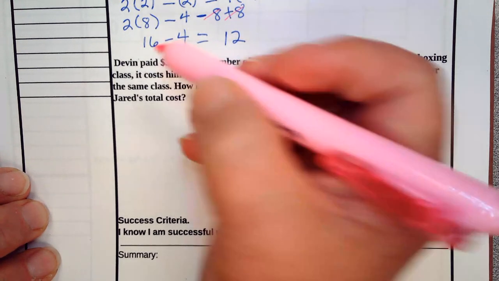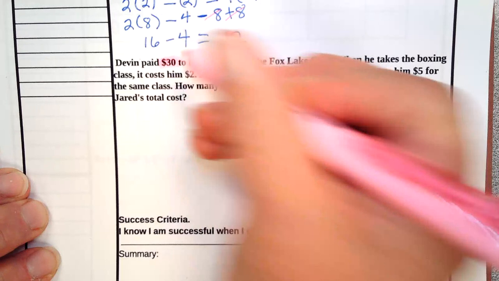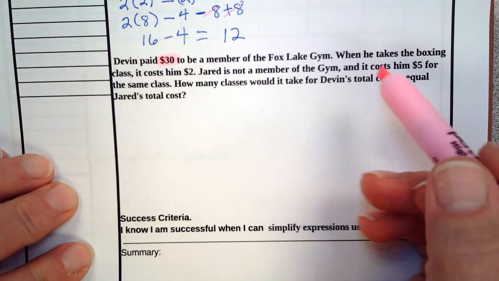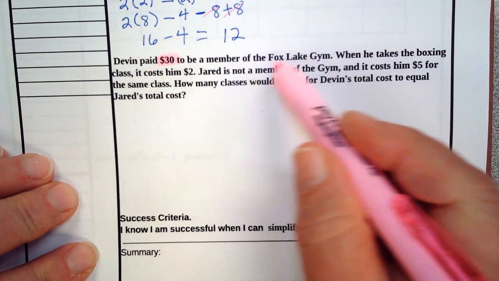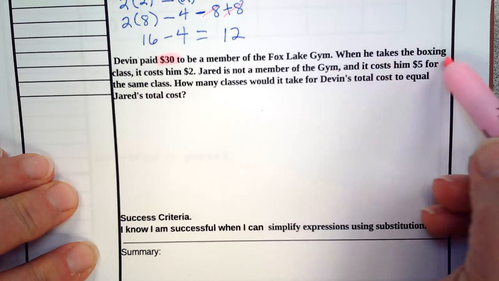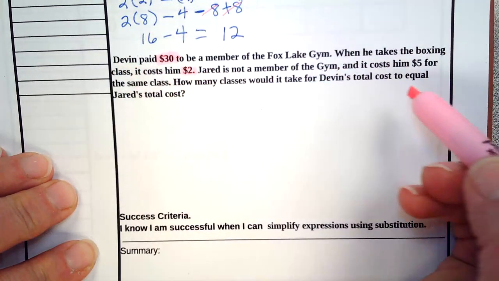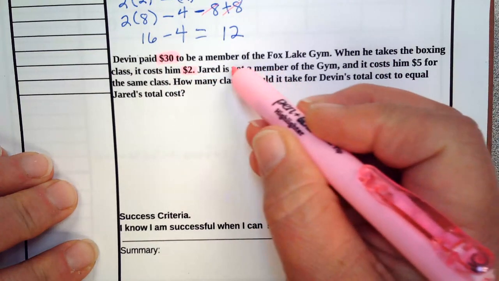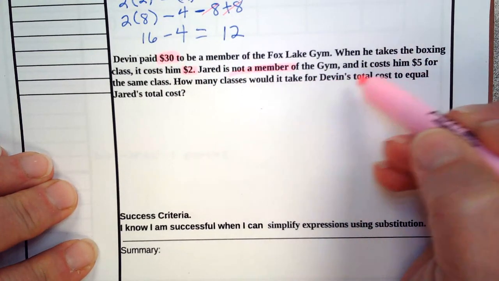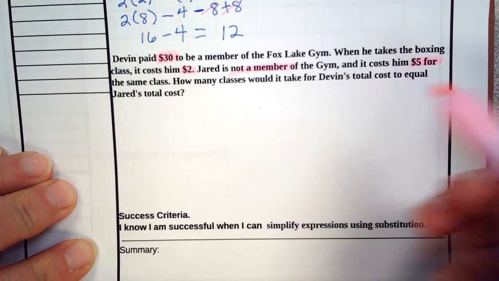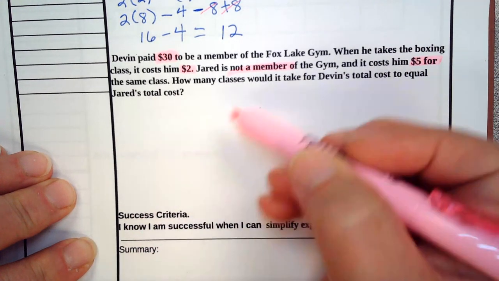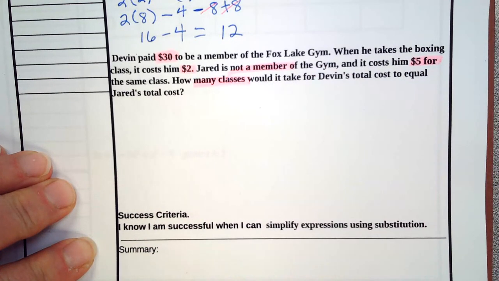Devin paid $30. So before he even walked out there, he paid $30 to be a member of Fox Lake Gym. When he takes the boxing class, it costs him $2. Jared is not a member of the gym, and it costs him $5 for the same class. How many classes would it take for Devin's total cost to be equal to Jared's total cost?